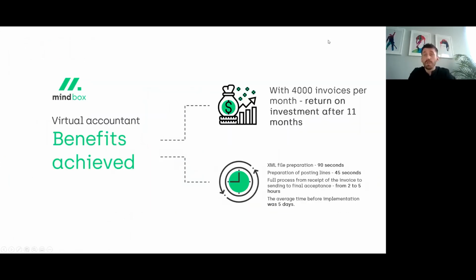I'd like to also tell you a couple of words about the benefits achieved on this implementation. So we are processing around 4,000 to 5,000 invoices per month, and return of the investment of this process was after 11 months. This is pretty important from the client perspective, but I think the more important is the improvement of the process.